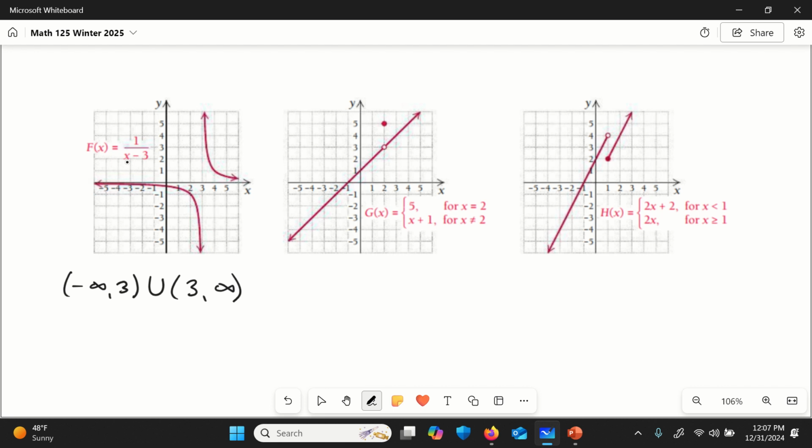So it is not continuous when x equals 2. We have that jump up to a positive 5 value for our output. However, it is continuous elsewhere on the graph. So from negative infinity up to 2, union with 2 to positive infinity.